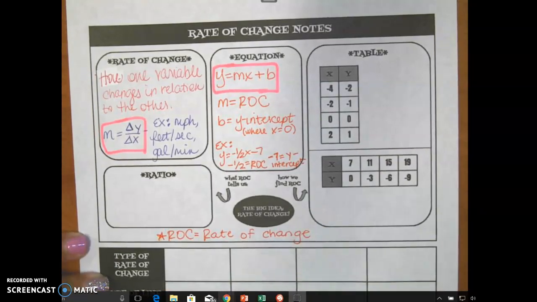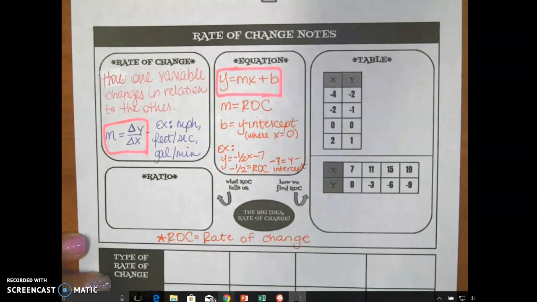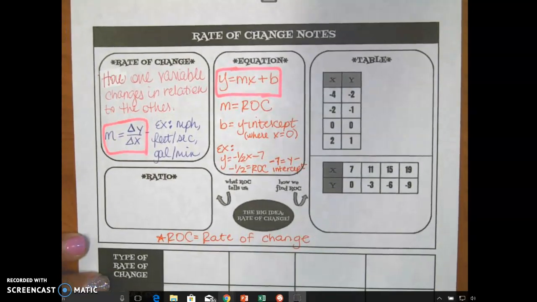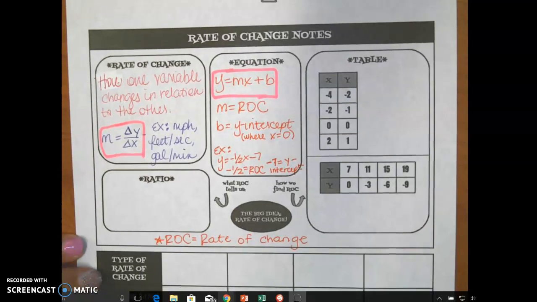ROC equals rate of change. Yes, sir. So the rate of change is always next to the x, the diagonal. Yes, that is correct. The rate of change is always your coefficient with x. We'll also talk about the constant of proportionality because it's going to be another coefficient later on.